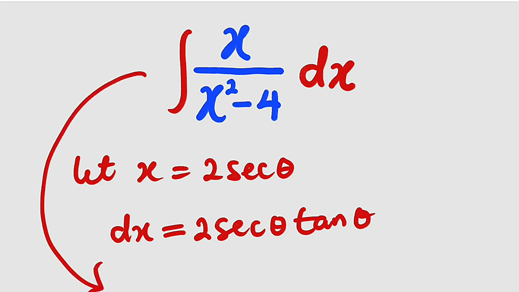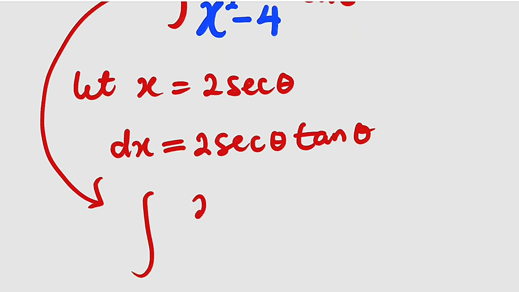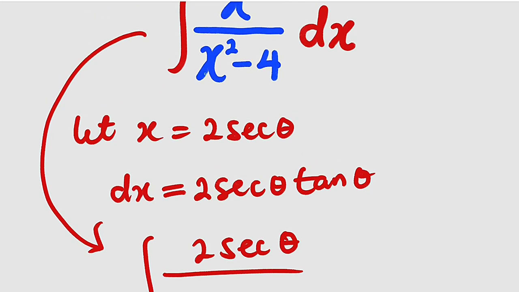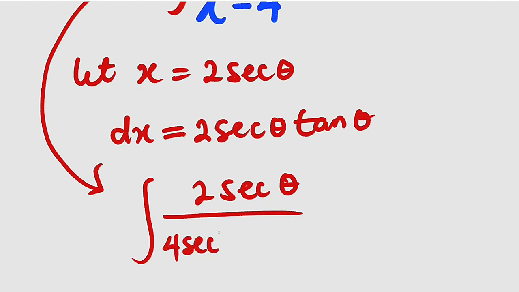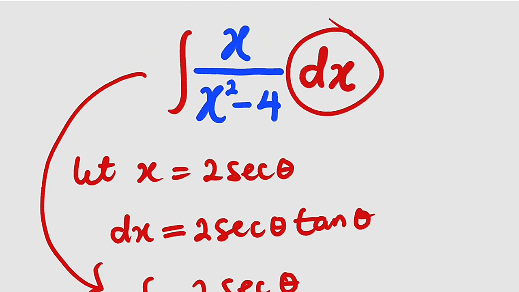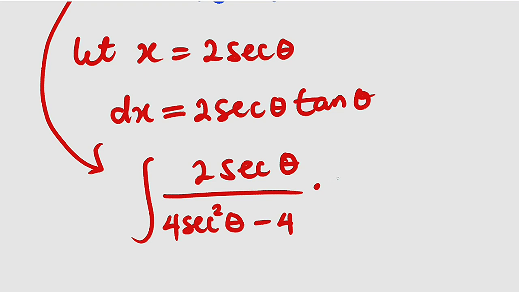From here we have, to the top we have x, which is the same thing as 2 secant theta. So we have the integral of 2 secant theta to the top. To the bottom we have x squared, and if you square x, which is the same thing as 2 secant theta, you're going to obtain 4 secant squared theta. So we have 4 secant squared theta instead of x squared, then minus 4. Then remember we have dx. dx is now 2 secant theta tangent theta d theta. So we multiply by 2 secant theta tangent theta.